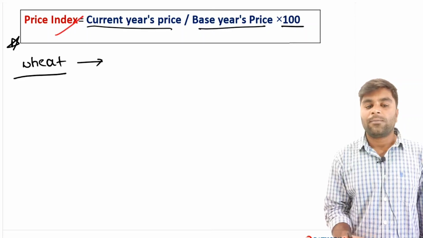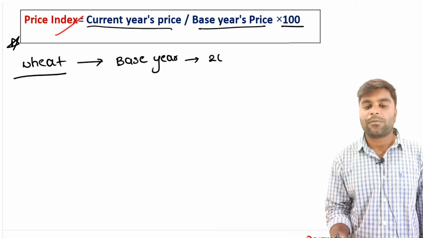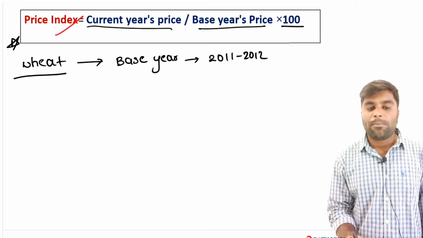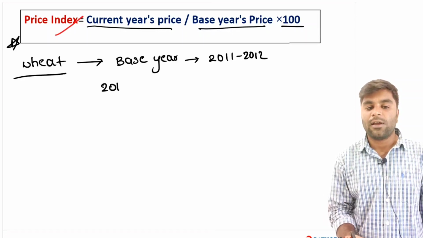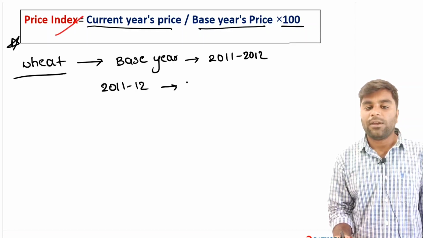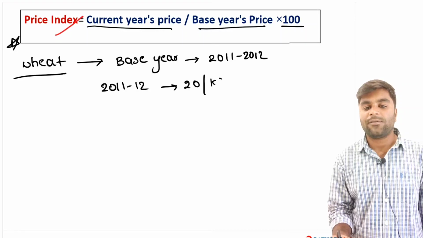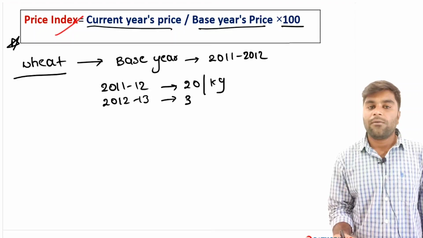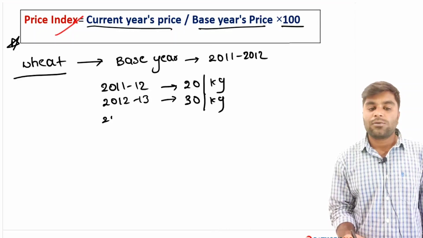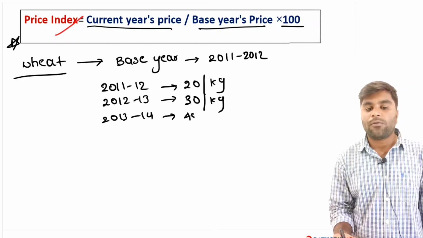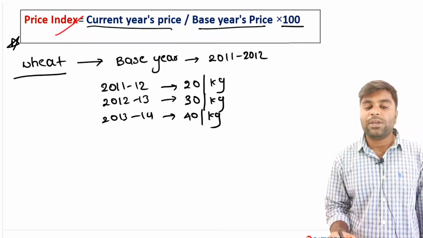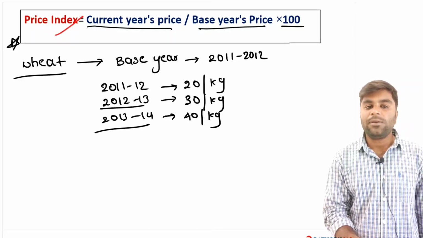Now here let us take the base year. Everybody knows that the base year currently is 2011-12. In the base year, the price of wheat, say for example in 2011-12, is 20 rupees per kg. Now in the year 2012-13, observe carefully, the price of wheat is 30 rupees per kg, and in the year 2013-14, the price of wheat is 40 rupees per kg. Right? Now let us calculate the price index of each year by using the formula.